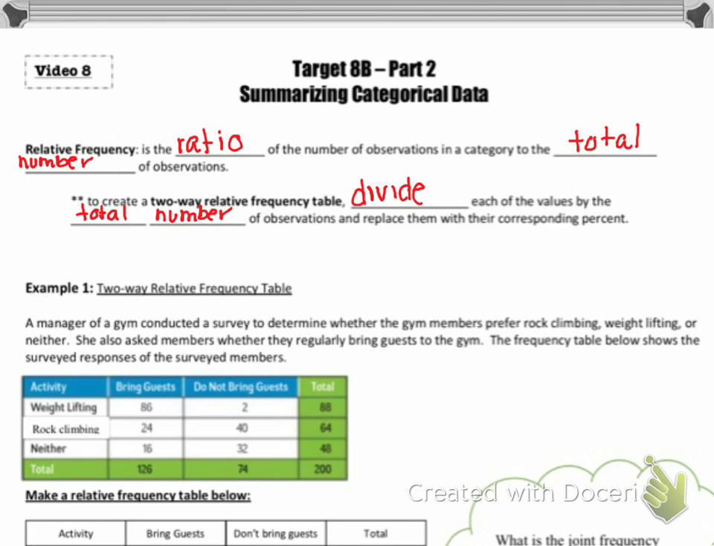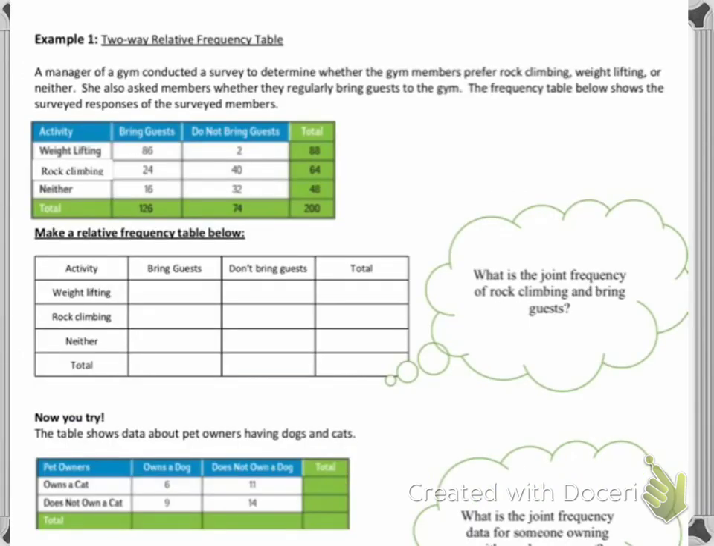So looking at the first example, we've got a manager at a gym who conducted a survey to determine whether the gym members prefer rock climbing, weightlifting, or neither. They also asked members whether they regularly bring guests to the gym. So those are the two things we're comparing. We essentially want to change the frequency numbers in the table to percents.